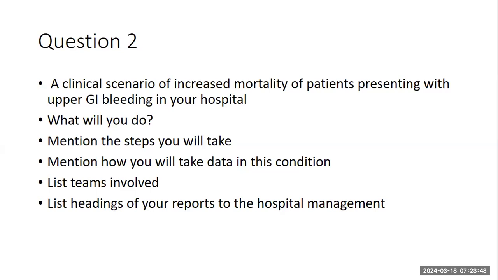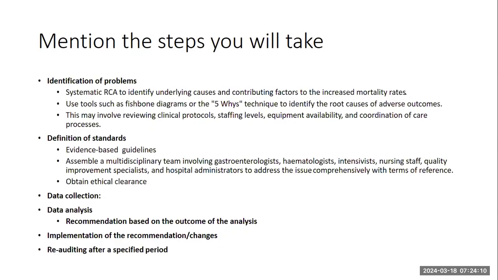Okay, so a clinical scenario of increased mortality of patients presenting with upper GI bleeding. You know, what will you do? Steps you will take? Yeah. So that's it. So the steps you will take is you prepare and plan. So you have to call for a stakeholders meeting to include the category of healthcare workers that would naturally be involved in managing patients with upper GI bleeding.